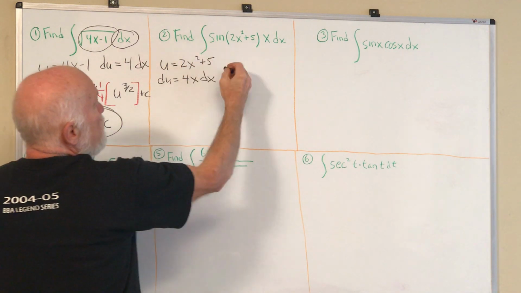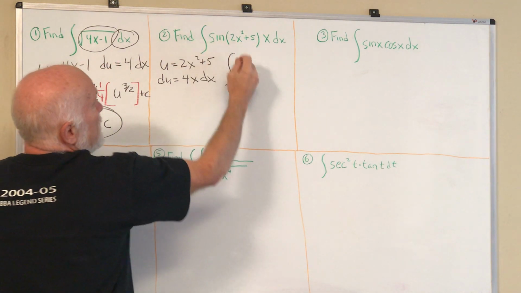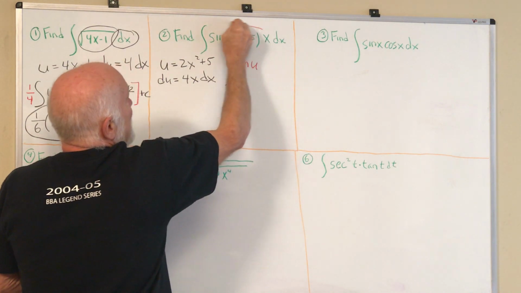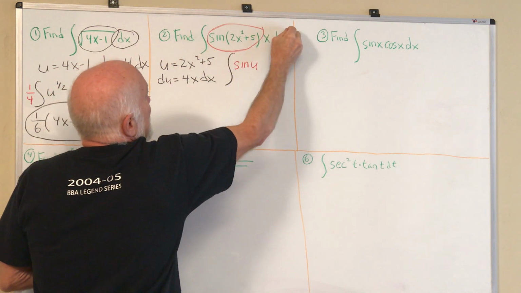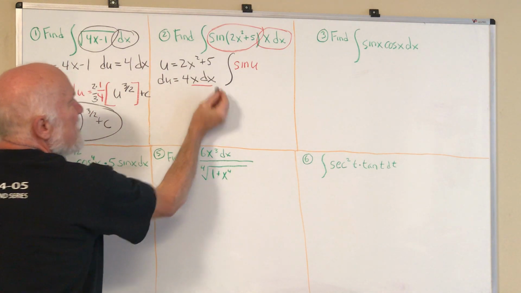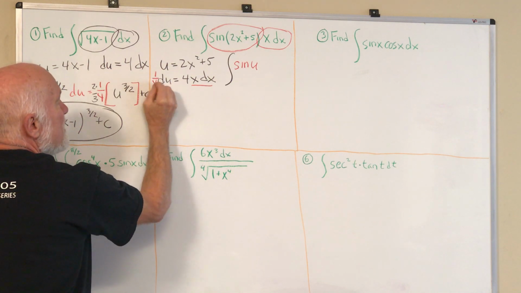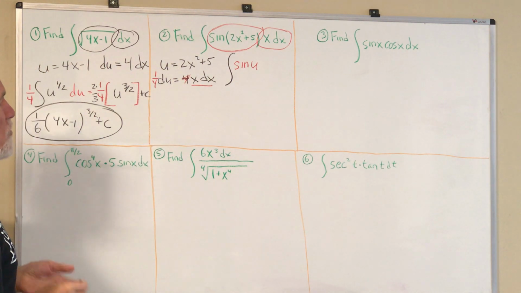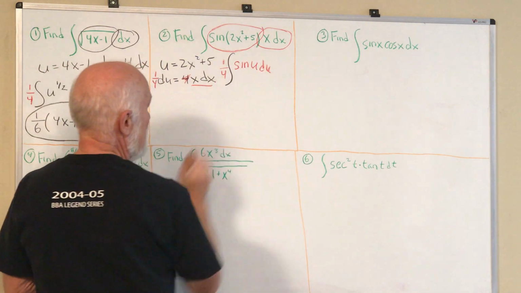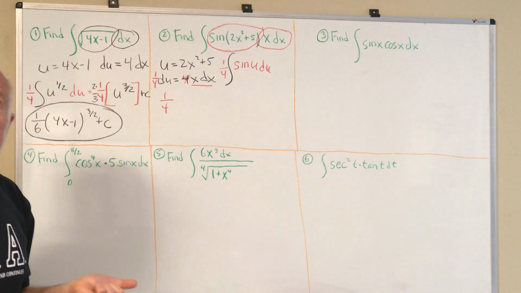And now I can try to rewrite what I've got up here. Instead of sine of this, I'm going to write sine of u. And what's left, I've already taken care of that. I have x dx. Well, look back here. What is x dx? With a little bit of algebra, you can see x dx is 1/4 du. So I can put 1/4 du. And I've got it exactly in the form that I want.